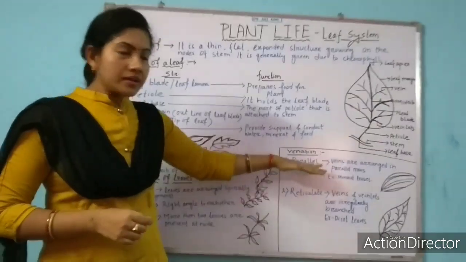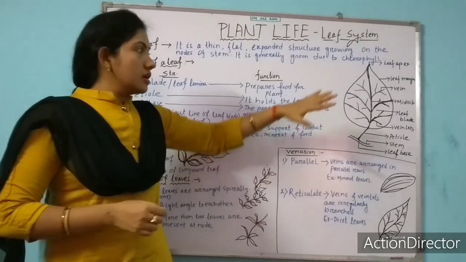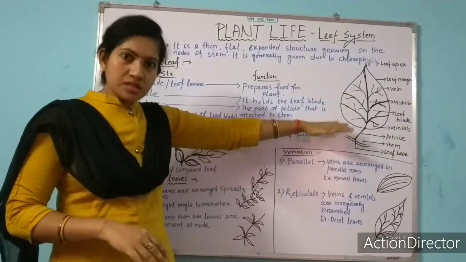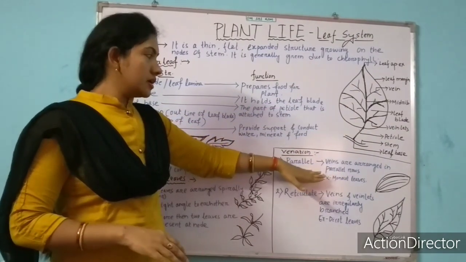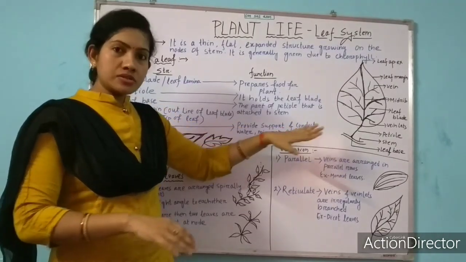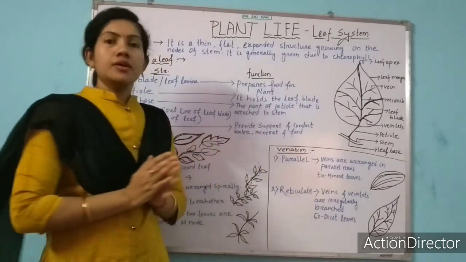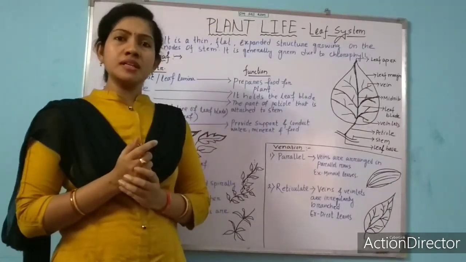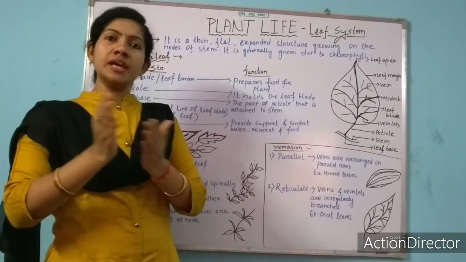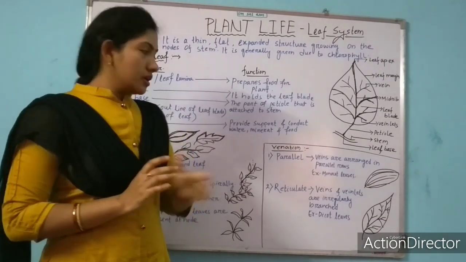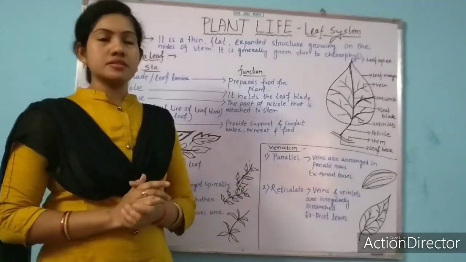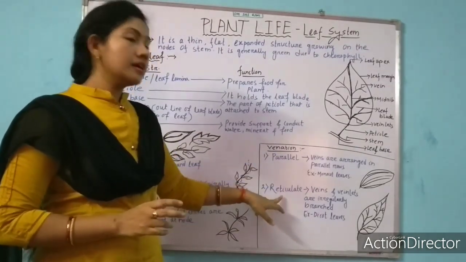The last part is venation. Here we have discussed the midrib and veins. Related to that, we will have our last topic, venation. Venation means the arrangement of veins. What is the arrangement of veins on leaves? Generally we have two types of arrangement of veins, parallel and reticulate.